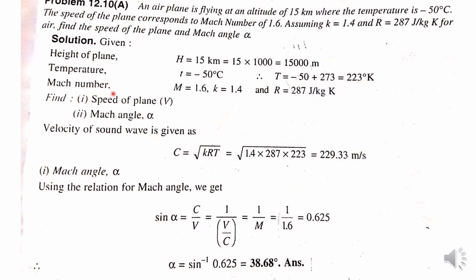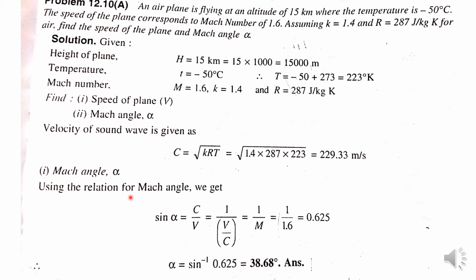Mach number he has given 1.6. k 1.4 is already given. R is 287 joules per kg Kelvin. He has asked us to calculate the speed of the plane V and Mach angle alpha. The velocity of the sound wave, that is C, is given by the formula C is equal to root of k into RT. By substituting all these values, my answer is C is 229.33 meters per second.